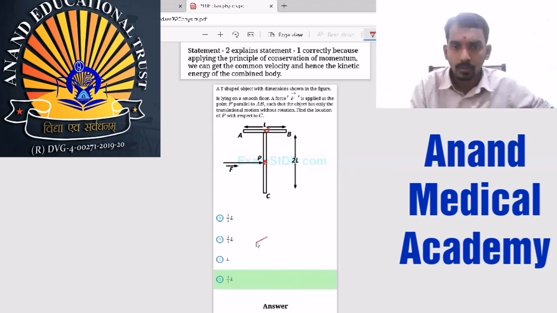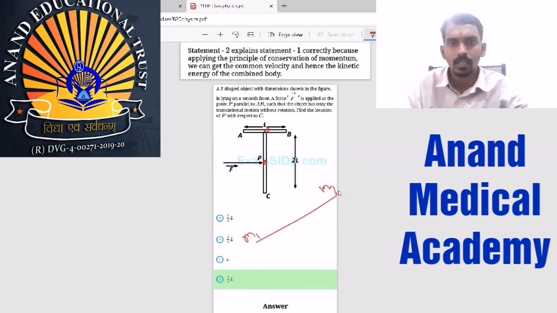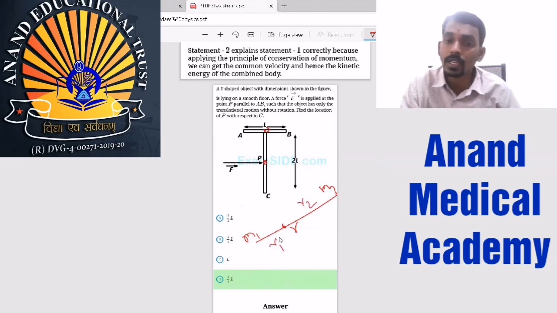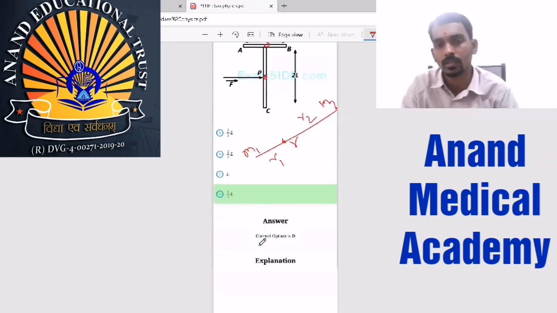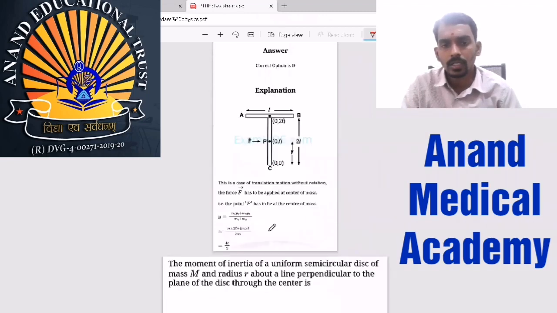If two masses m1 and m2 are separated by some distance r, then the center of mass will be at distances r1 and r2, where from m1 the distance is m2 r by m1 plus m2, and from m2 it is m1 r by m1 plus m2. Here they applied the general procedure, but you apply the shortcut formula, whatever I said.